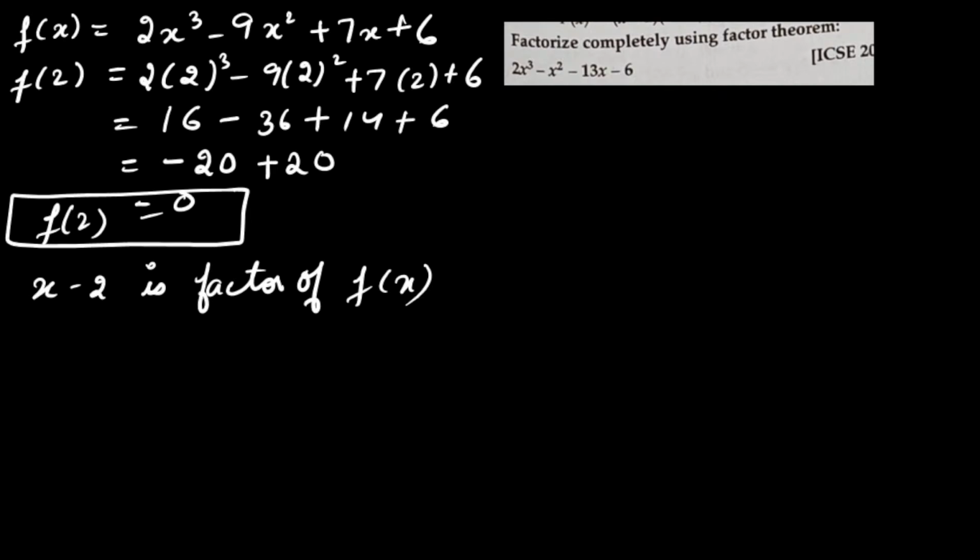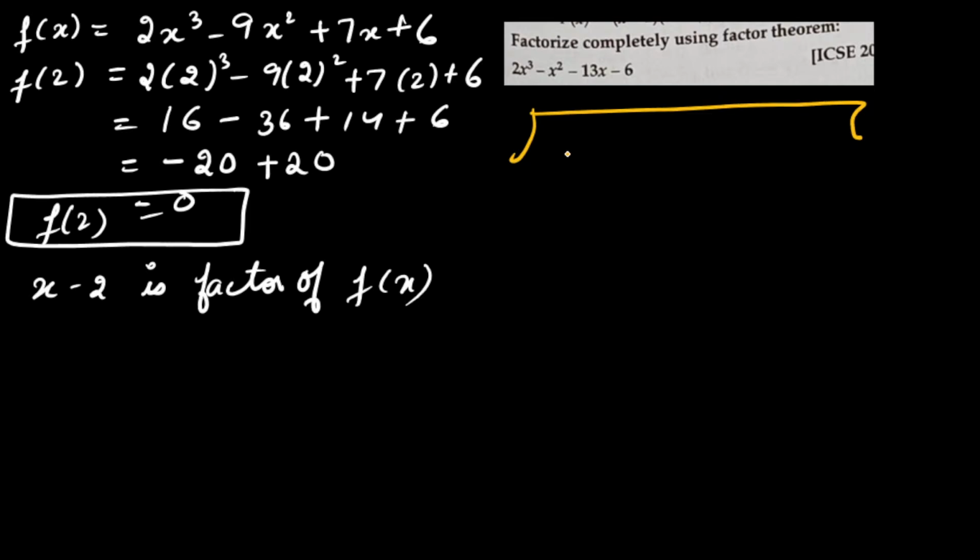Now this factor we can divide into the given polynomial, like the division we used to do, the same process. With the help of division we will get one quadratic polynomial. So division we have to do now. So here I am doing the division.